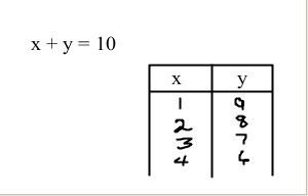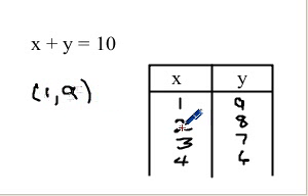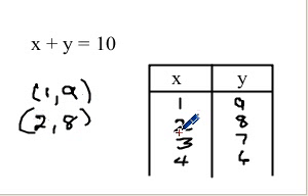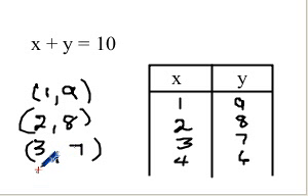Each of these pairs of numbers is called an ordered pair. And we always put the x value first in an ordered pair. So the first ordered pair we have here is 1 and 9. And they usually have brackets around them separated by a comma like that. And then we have 2 and 8. And we have 3 and 7. And we have 4 and 6.